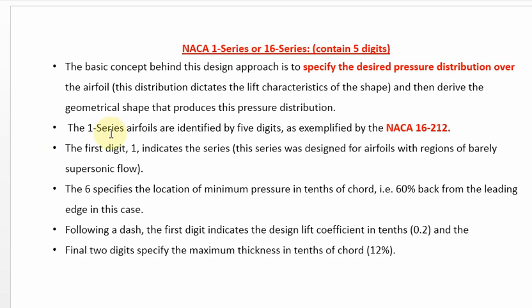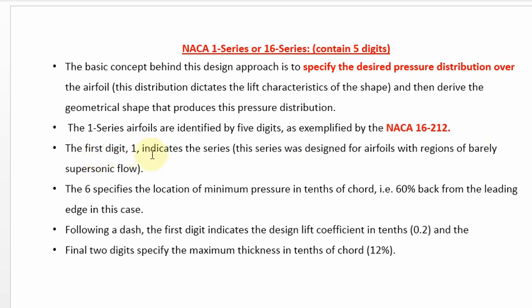The 1 series or 16 series aerofoils are identified by 5 digits, for example NACA 16212. See here, this is exactly 5 digits, but a hyphen is available. That is why it is different from the 5 digit series. In the previous 5 digit series there is no hyphen, 5 digits come continuously. So when the hyphen comes, you have to remember it may be called either the 1 series or 16 series. Even though it is 5 digits, we call it the 16 series because it is identified by the hyphen. Now we will see one by one the meaning of each digit.